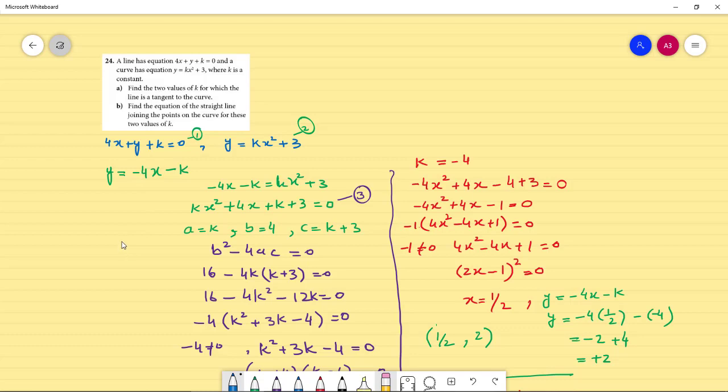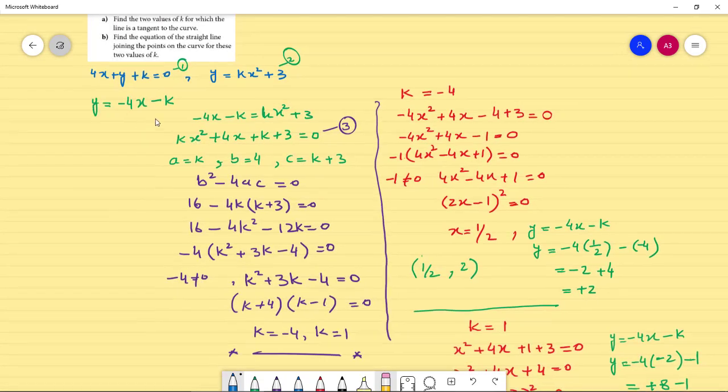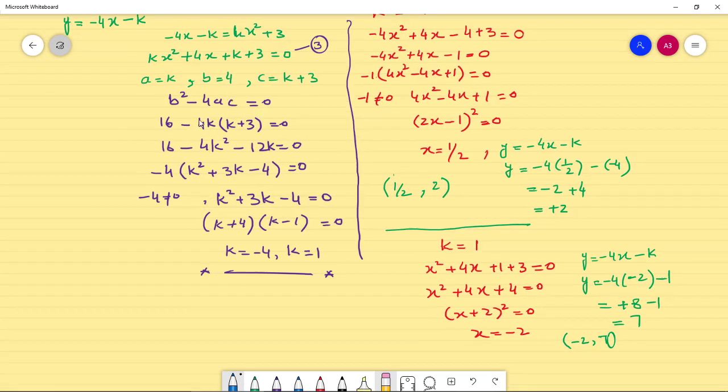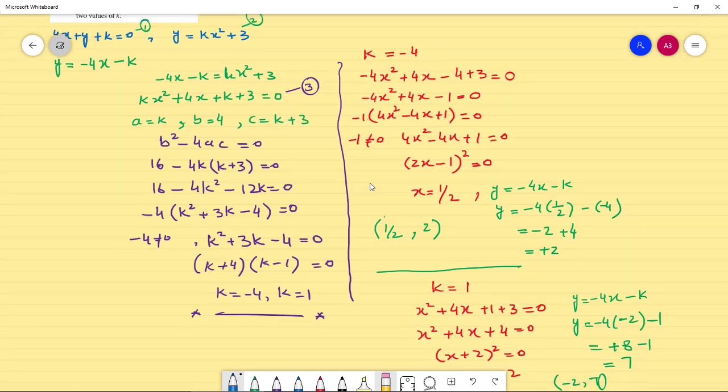We know that for the intersection point we solve them simultaneously. So put minus 4x into these two equations. First make y the subject from equation number 1 and substitute, then the equation becomes kx square plus 4x plus k plus 3. Now we know that a is equal to k, b is equal to 4 and c is equal to k plus 3. B square minus 4ac equals 0, where b is 4, a is k, and c is this. Put these values into the equation, then factorize: k is equal to minus 4 and k is equal to 1. This is the solution of the first part.